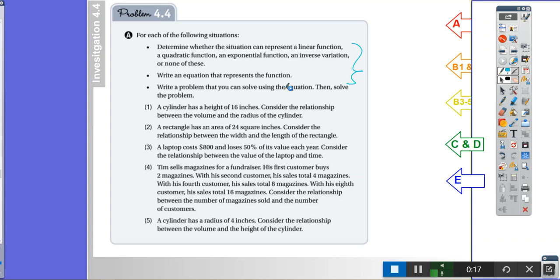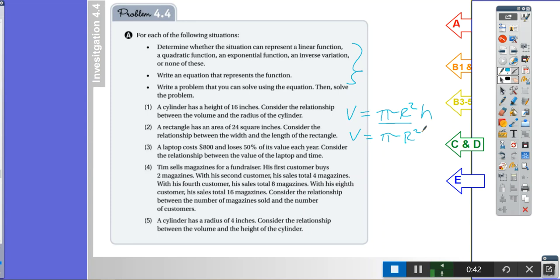So a cylinder has a height of 16 inches. The relationship between the volume, V, and the radius of the cylinder. So we know that the volume of a cylinder is equal to pi r squared times the height, because we have the area of the base times the height. Well, we don't know the volume, but we know the height.